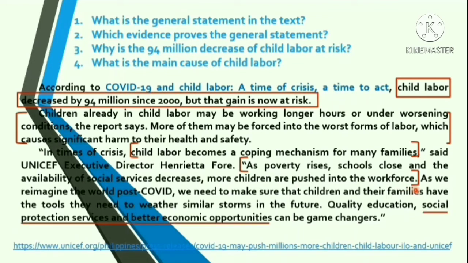And what about this line? Quality education, social protection services, and better economic opportunities can be game changers. Alright, this line does not support the general statement because it presents a possible remedy for future problems caused by COVID-19 or other related problems that may arise in the future. It presents a resolution to the problem on child labor and poverty.